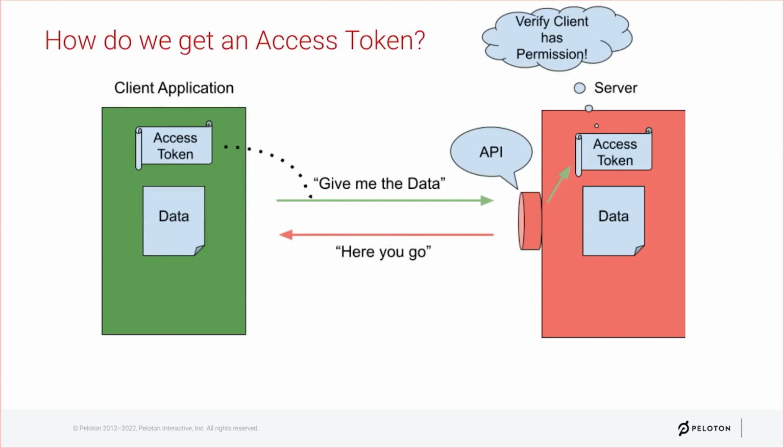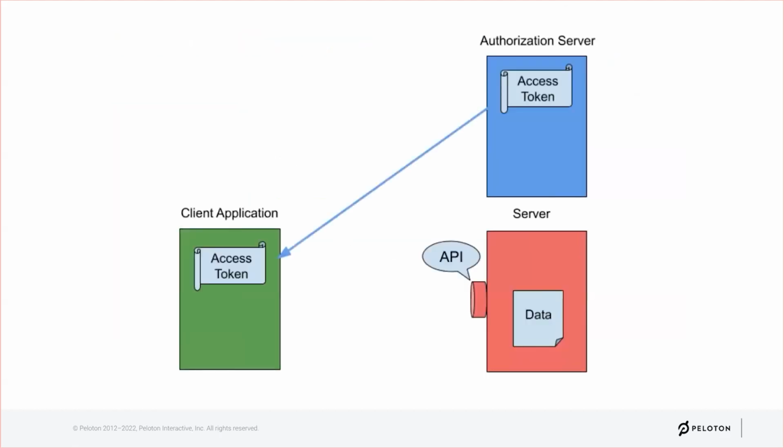But now this raises the question, how does the client application get the access token to begin with? It magically doesn't appear. Remember, the client needs to obtain an access token before making any API request to the server. So how does the client get the access token? The answer to that is with an authorization server. The authorization server generates an access token and issues it to the client.